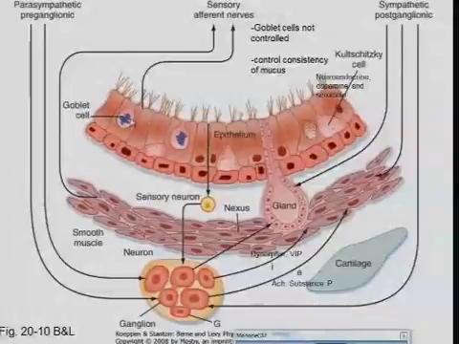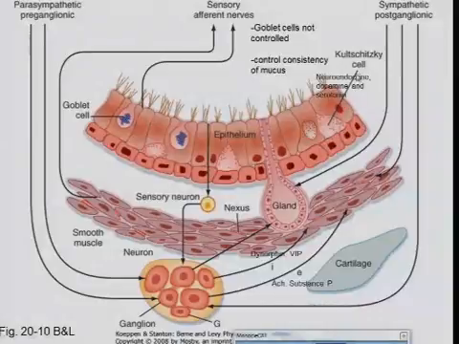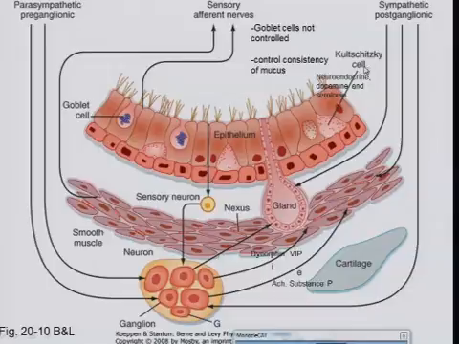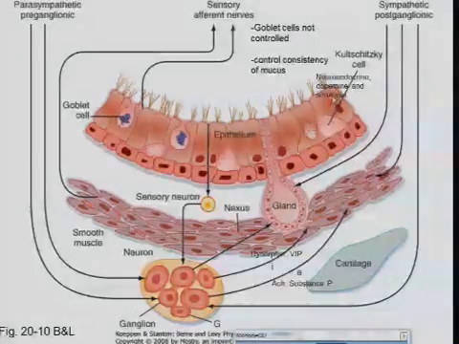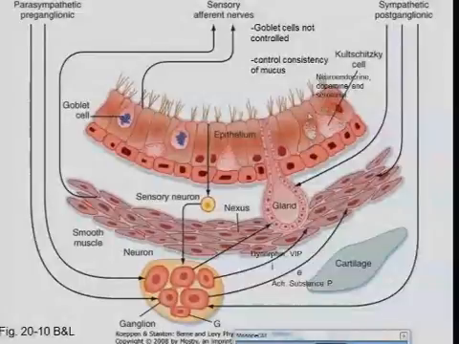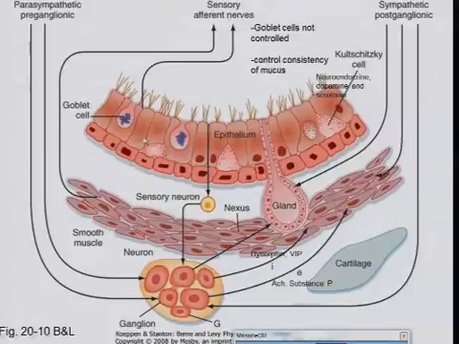Other than that, there are some very specialized cells. This is the Kulchitsky cell. It's not really known for sure what its function is, but it is known that it's a neuroendocrine cell. It secretes dopamine and serotonin. Other than that, we don't have a real good function for that cell. Other than that, it is found within the lung epithelium.